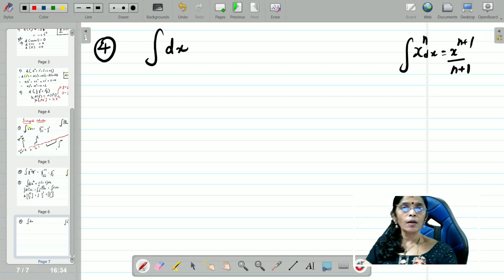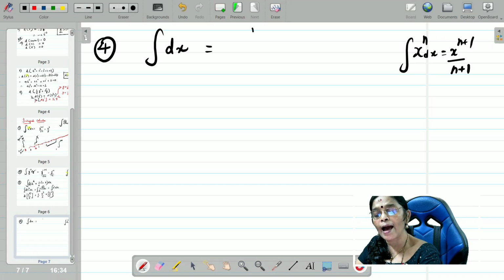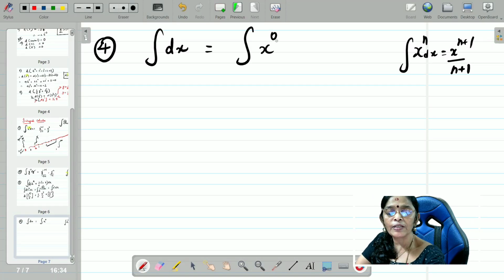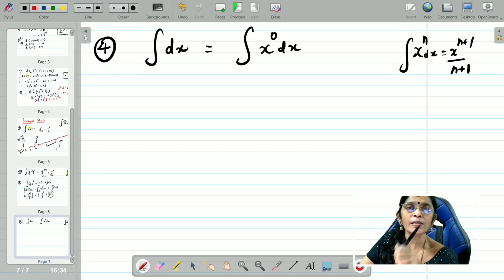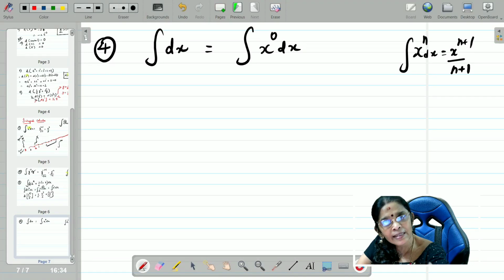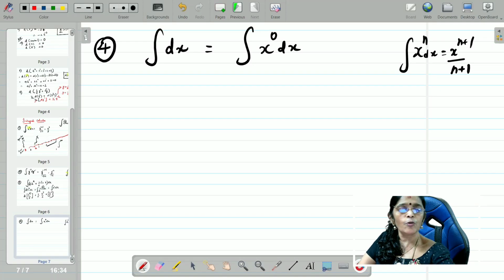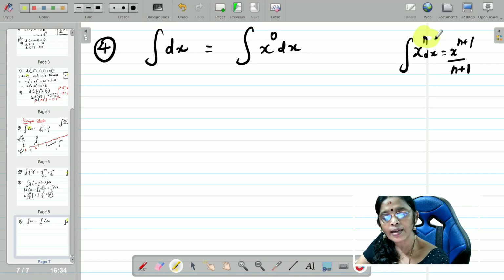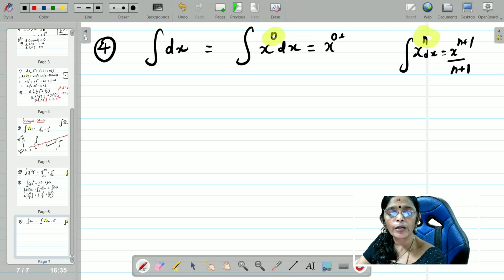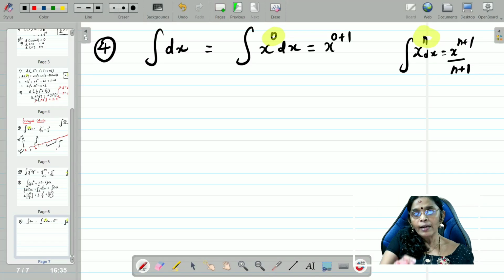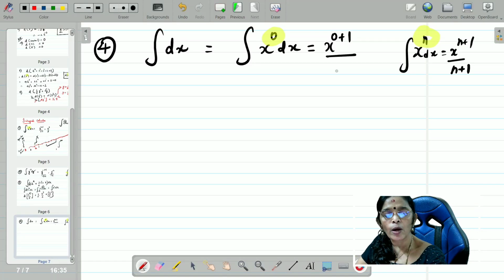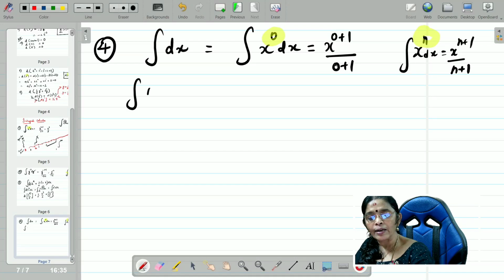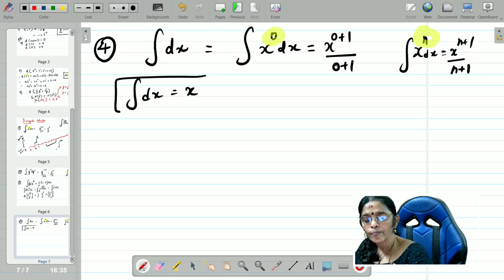Dx alone is there. Now, rewrite this question as x power 0 dx. Why? Because what is anything power 0, children? Anything power 0 is 1. So, therefore, 1 into dx is dx. Therefore, now substitute in the formula instead of n. What is there? 0. Substitute. So, that is equal to x power 0 plus 1. After finding the answer, you should remove this integral symbol. So, 0 plus 1 divided by 0 plus 1. So, therefore, integral dx is equal to x.